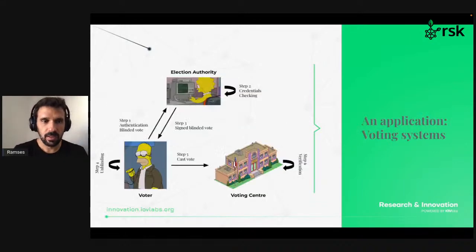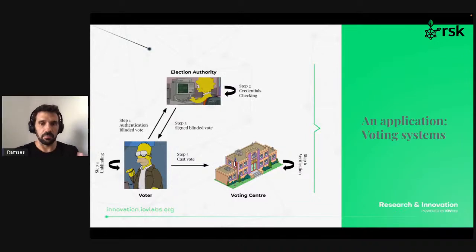So let's talk about an application. Here we have the main applications: electronic cash, which is the usual one. The other main application is voting systems. And here you have a voting system based on blind signatures.